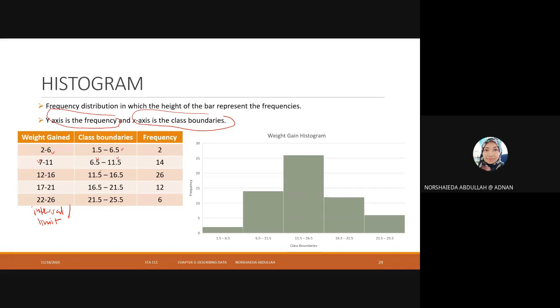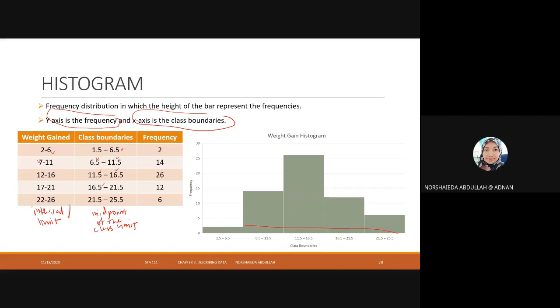16 plus 17 over 2, 16.5. Okay, so the boundaries is the midpoint of the class limit. Okay, the midpoint. Right. And then this is the frequency lah. So untuk x-axis is the boundary.